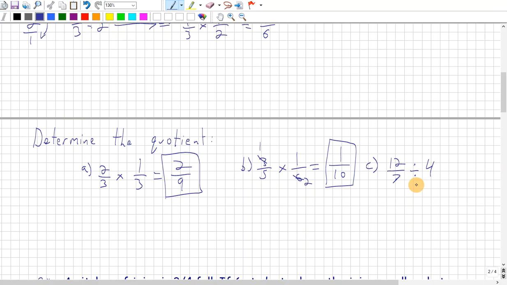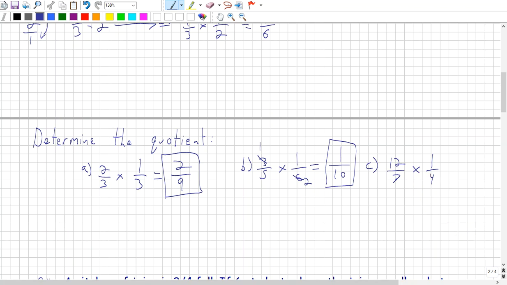Lastly, 12 over 7 divided by 4. So put it as a fraction over 1. We're going to flip this fraction, so that becomes 1 over 4. And we're going to take this division sign and change it to a multiplication. So flip the second fraction, change it to a multiplication question.